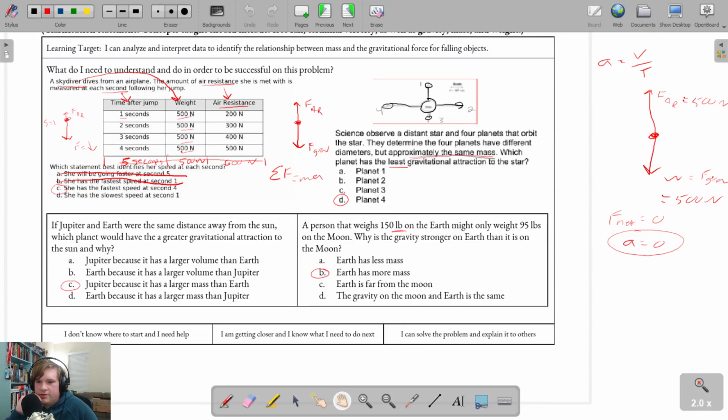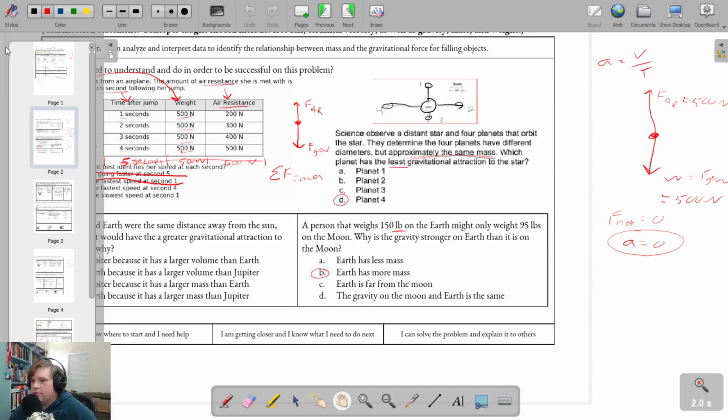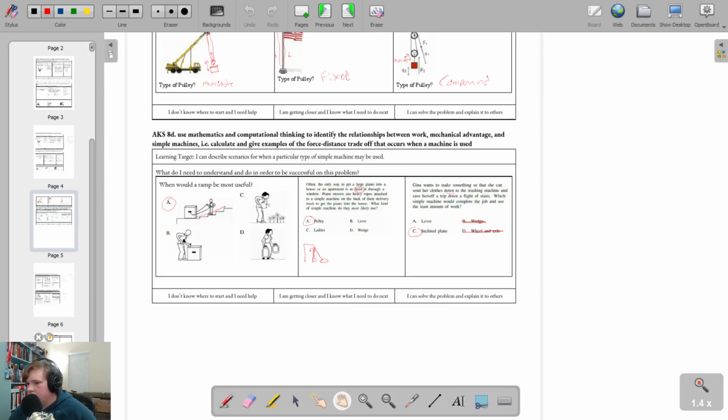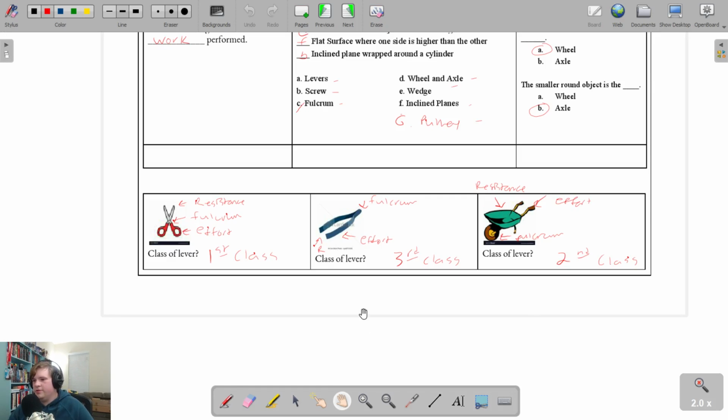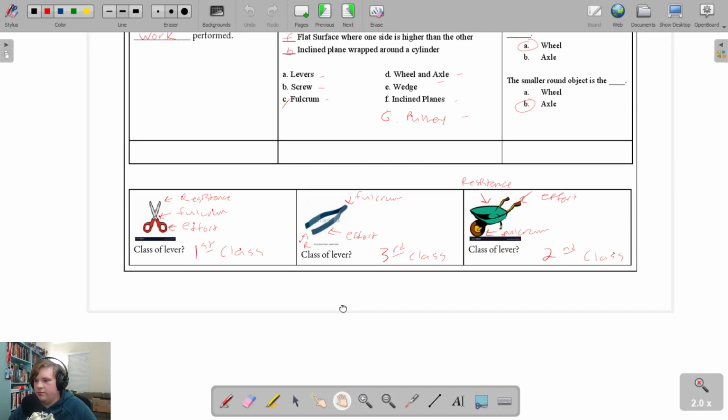What is the resistance when you identify the class? Oh, pulleys. No, levers. You mean levers. Okay? What is the resistance? The resistance is what the lever is doing. Okay? The work.